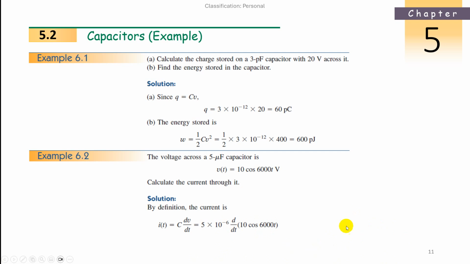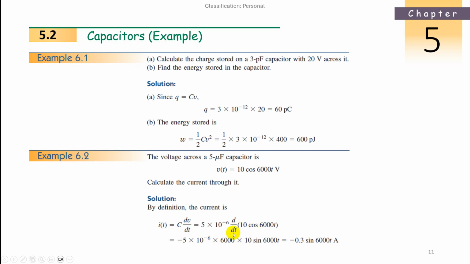What is the differentiation? The 6000 will come out, and the derivative of cos is minus sine. The minus is coming out because the derivative of cos is minus sine. But inside, what is there? Inside it is 6000t. So this 6000 will come out, and cos 6000t will become sine 6000t. The 10 is not differentiated, it comes out. So 6000 multiplied by 10 and the C value 5 into 10 power minus 6.